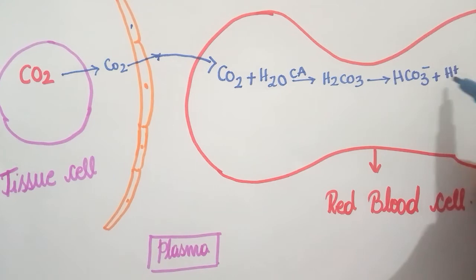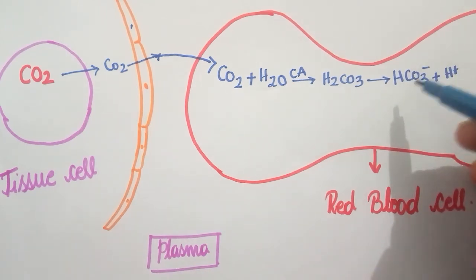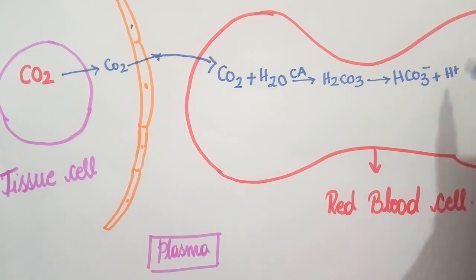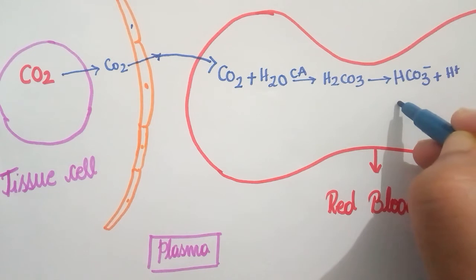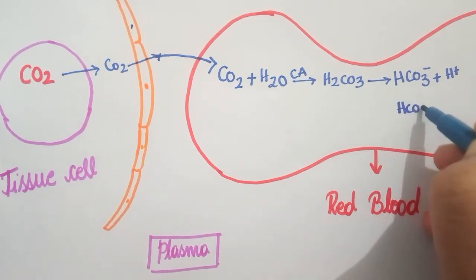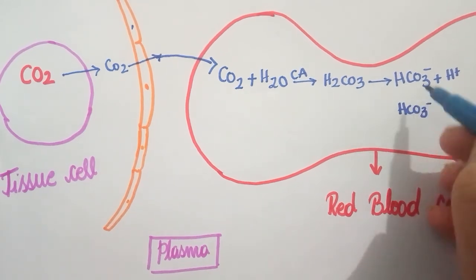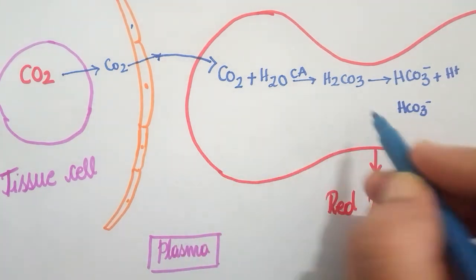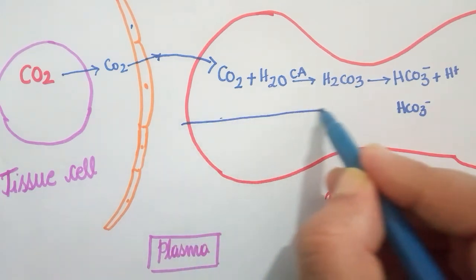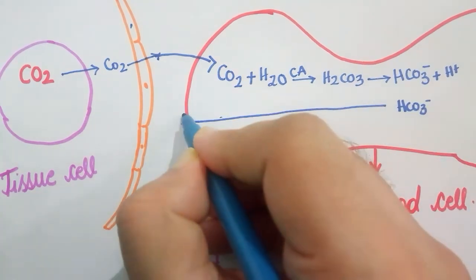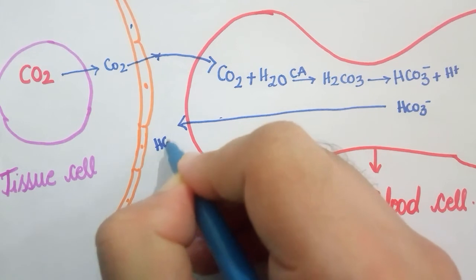Now this proton, keep it aside, because when I'm talking about the Bohr effect, I'll be talking about the function of this H plus ion. So it is going to split into HCO3 minus and an H plus. Now this HCO3 minus is negatively charged, correct or no? So this HCO3 minus is going to move out of the red blood cell into the plasma.